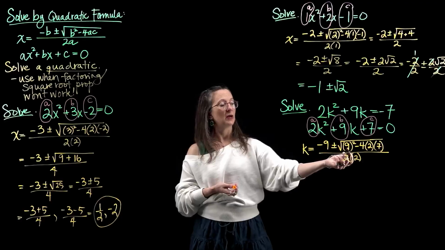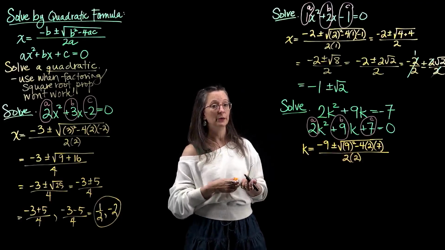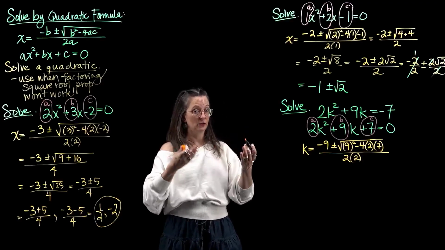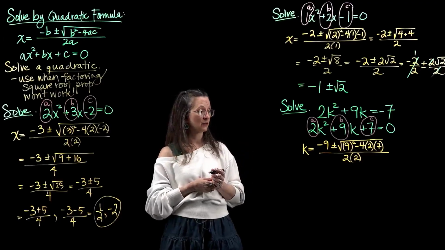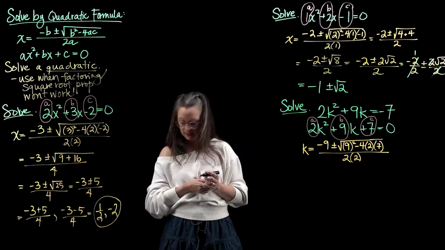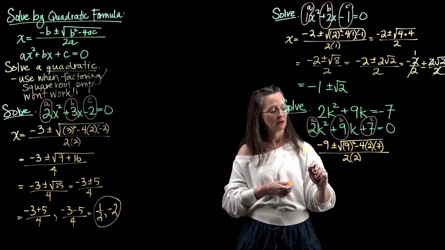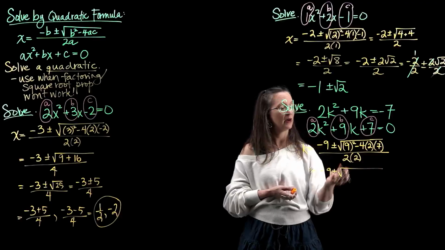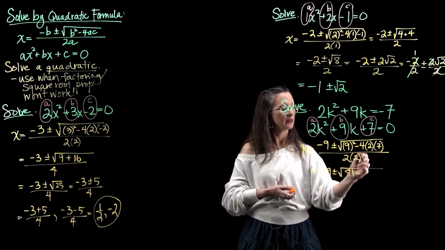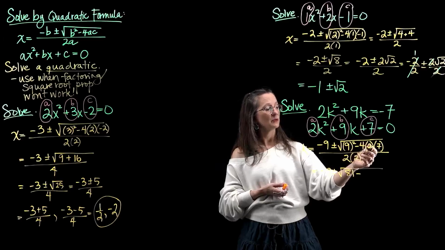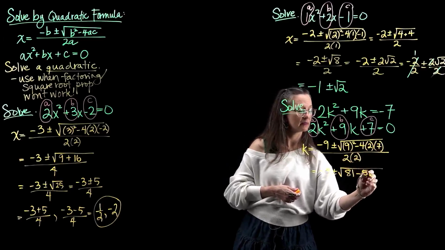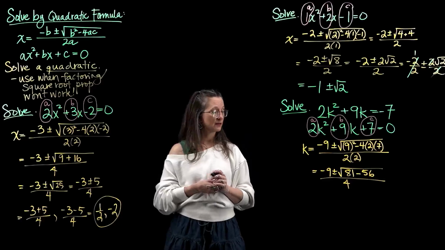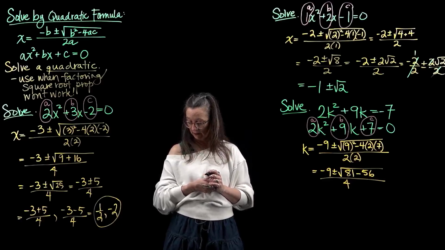Notice that each time I write that b squared, I put b in parentheses. This is especially helpful if b is negative, to remember that we are squaring it, so it will end up being positive. All right, a little bit of math to evaluate this thing. So -9 plus or minus the square root of 9 squared is 81. Minus 4 times 2 is 8, times 7 is 56. So underneath that square root, we have 81 minus 56. And that's all divided by 4.